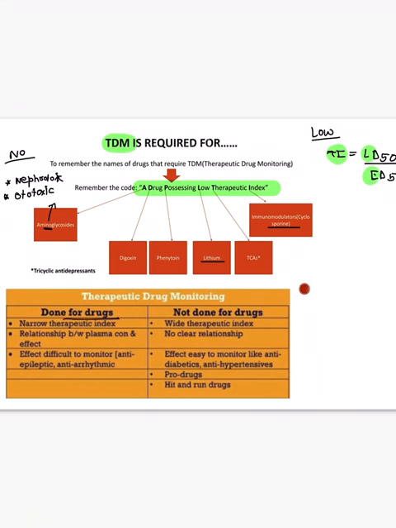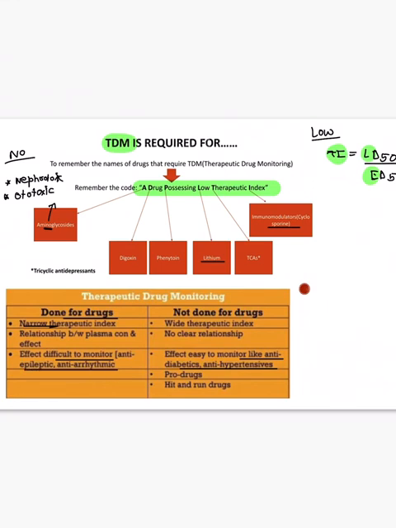when will you do therapeutic monitoring? See, when they have a narrow therapeutic index, obviously the concept is this only. Okay, when it is difficult to monitor. Like if you have drugs like antihypertensive medication, it's very easy, put a BP cuff and check. So you do not do it for drugs like anti-diabetic, and it's very easy to take a blood sugar, just put a pinprick and take the blood sugar. Antihypertensive, very easy.